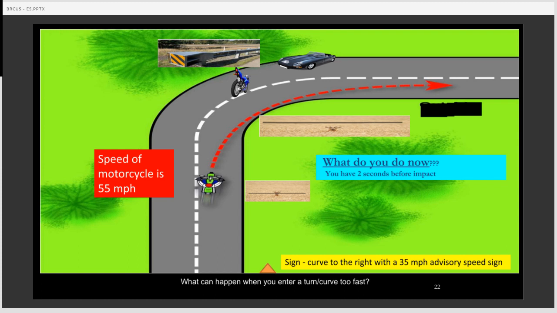Well, he's not going to be able to slow down. He's still going to get hit head on. Using the brakes isn't going to do anything. He's still going to get hit. He's not going to be able to swerve because it's just not enough time to do it.